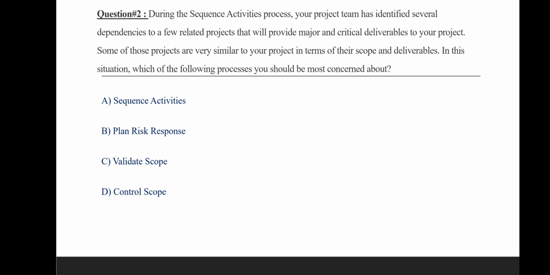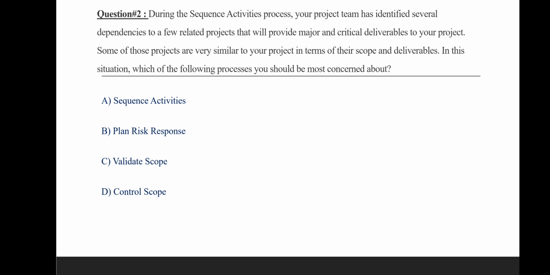In these questions, they are asking about project management processes like sequence activities, plan risk response, validate scope, control scope. Now you have to check in which project management process sequence activities occurs. Therefore, if it is a planning process, definitely the next will also be a planning activity. Like sequence activities, plan risk response, definitely it is in planning.